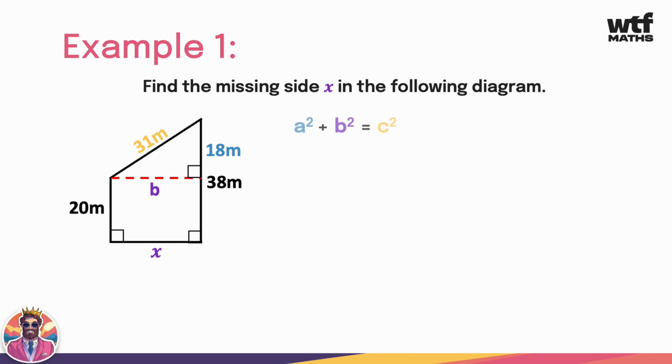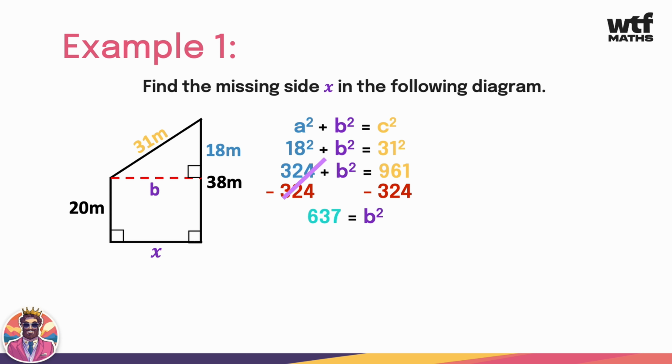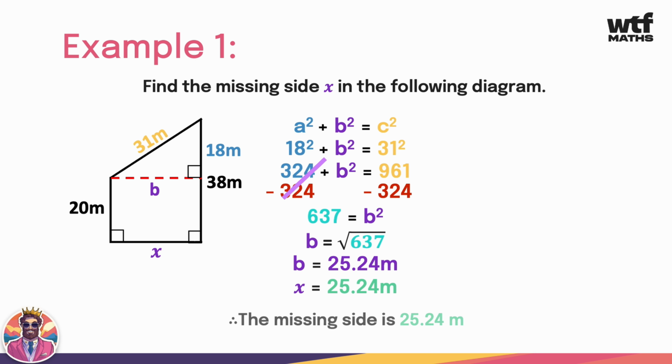So let's start solving it. a squared plus b squared is c squared. So that means 18 squared plus b squared is 31 squared. I can type that on my calculator. And now I want to get rid of the shorter side, so I'm going to take away 324 from both sides. So 637 is equal to b squared. Do our good old-fashioned square root, and we end up with 25.24. So that is what b is. Now, because b and x represent the same thing, x is 25.24 meters.